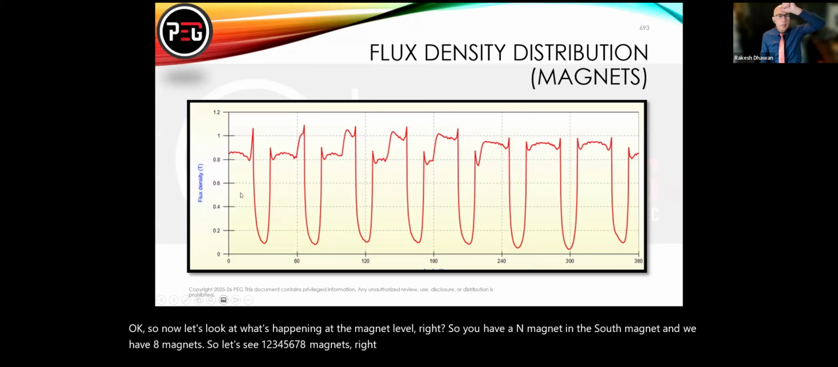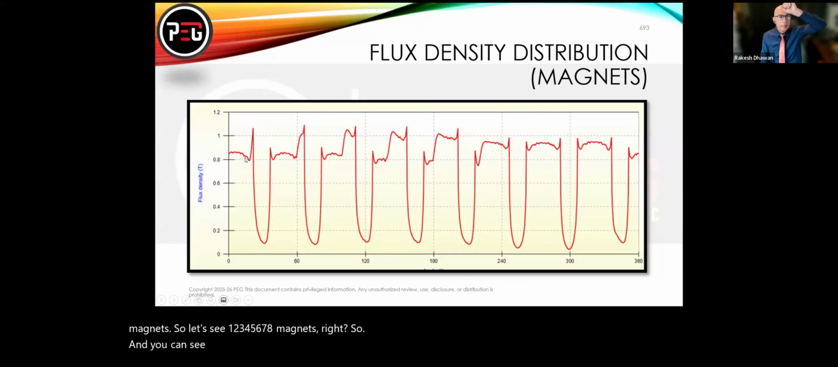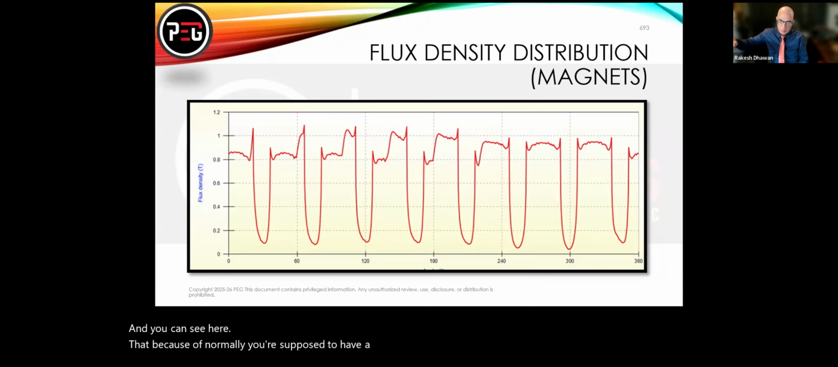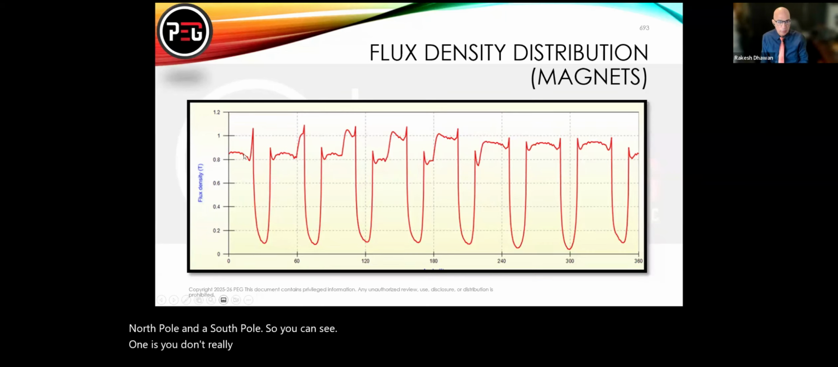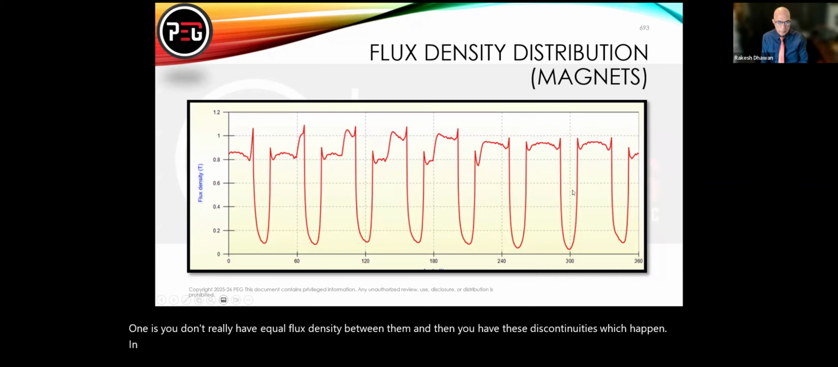And you can see here that normally you're supposed to have a uniform magnetization. But now the magnetization is no longer uniform. You have an interesting flux density pattern between various magnets, the north pole and the south pole. So you can see you don't really have equal flux density between them. And then you have these discontinuities which happen in the magnets.